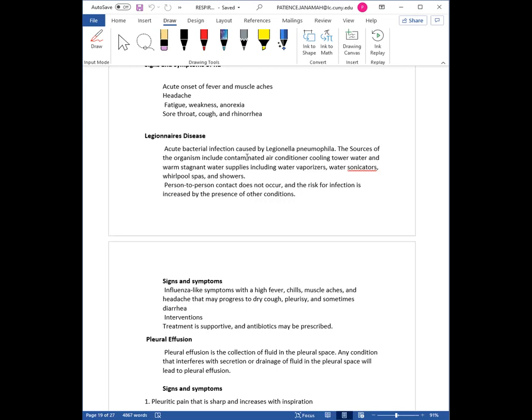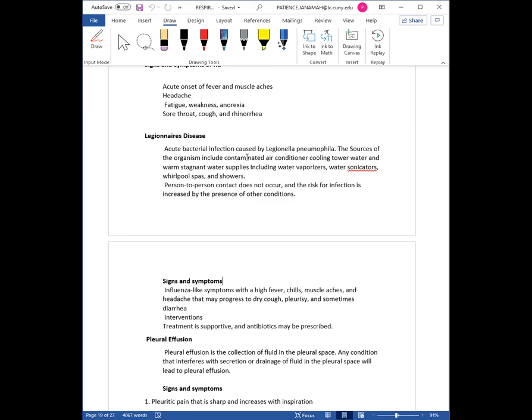So the signs and symptoms will be influenza-like, just like the flu with a high fever. So chills, muscle aches, and headaches that may progress to dry cough, pleurisy, and sometimes diarrhea. The intervention is supportive treatment, and antibiotics may be prescribed. So those are the two. You don't need a surgical intervention for that.